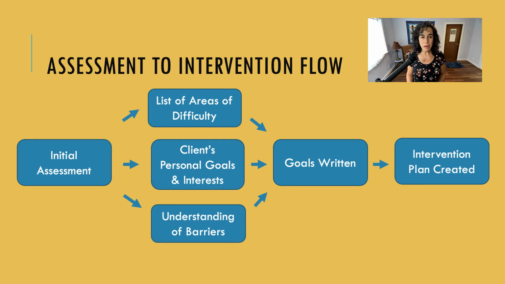To start with, I want to bring your attention to the assessment to intervention flow so that you can see where the goal writing process takes place. If you look to the left of your screen, you have your initial assessment, and you identify areas of difficulty, the client's personal goals and interests, an understanding of barriers, which comes from you as informed by your client and perhaps their team and their caregivers, and then the goals get written, and finally an intervention plan gets created. So the goals happen between the initial assessment and the initiation of intervention.